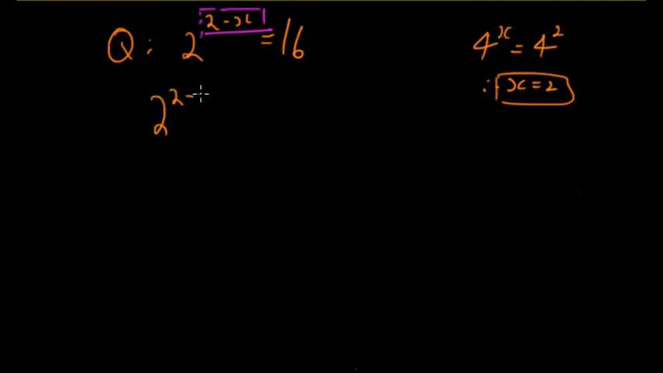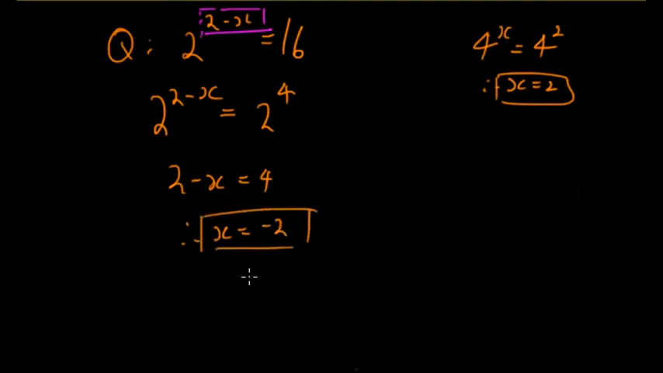So here we have 2 minus x. This is equal to 16, and then 16 is equal to 2 to the power of 4. Therefore we can say that 2 minus x is equal to 4. So that means x, you plus x to one side, minus to the other, x is equal to negative 2.